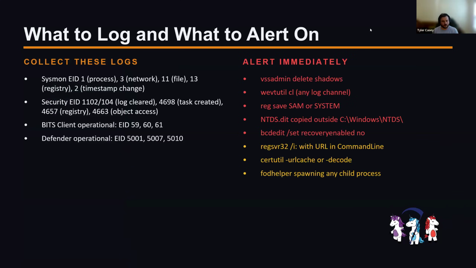All right. And then what to log and what to alert on. Some high fidelity alerts in there, right? That shadow copy being deleted. Really, any kind of shadow copy logs, excuse me, that journal, anything like that being deleted is something you definitely want to take a look at. Registries being saved and NTDS.dit file being accessed at all, right? Being accessed by anything, something you definitely want to take a look at.